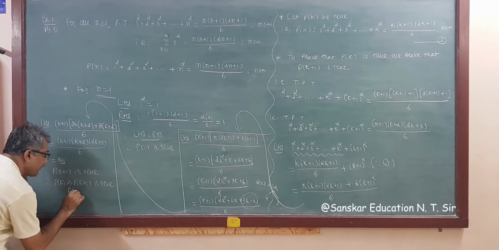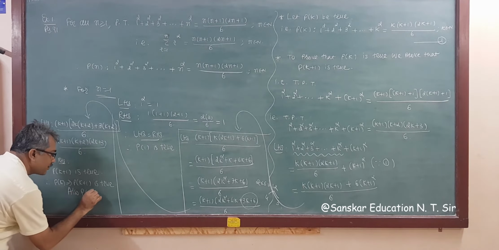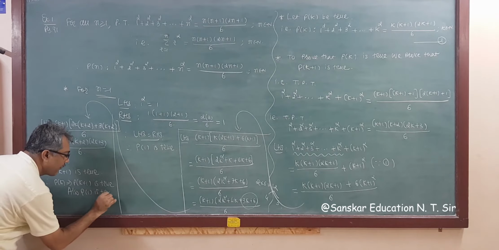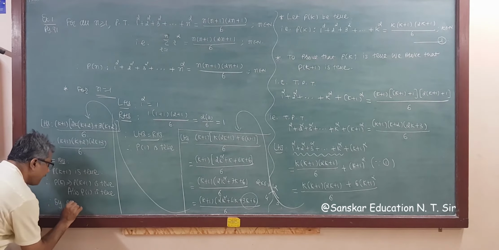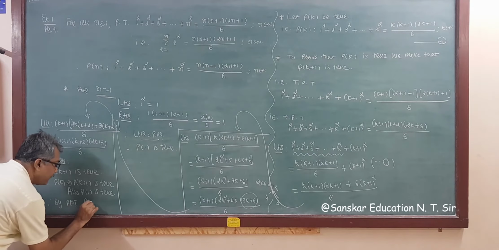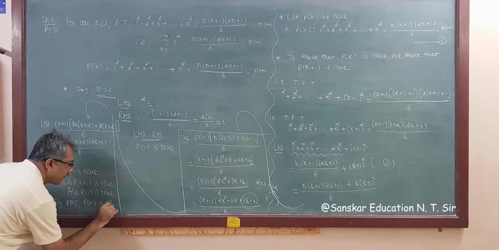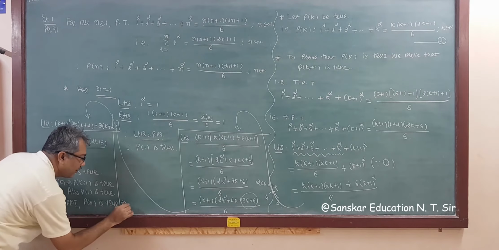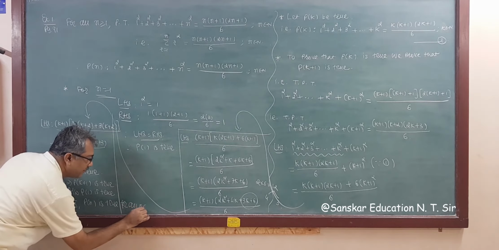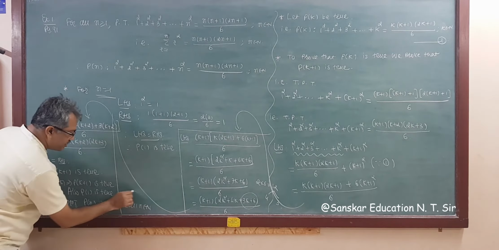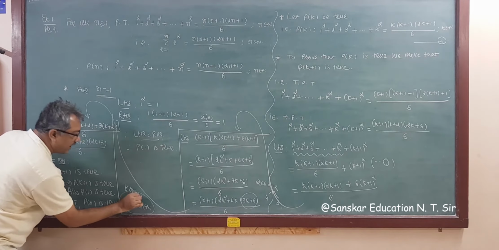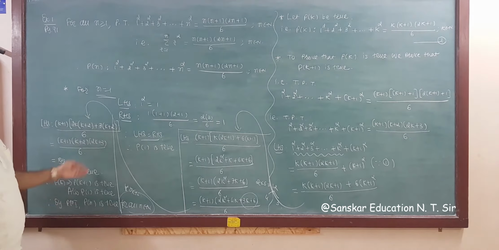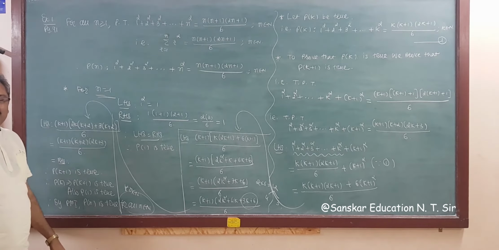Also P1 is true. Therefore by PMI, Pn is true for all n belongs to N. Instead of this, you can write like this also, for all n belongs to N. Right? So this is how to solve the examples.